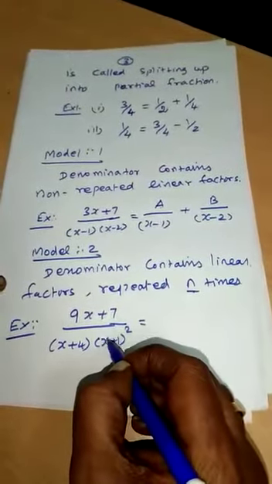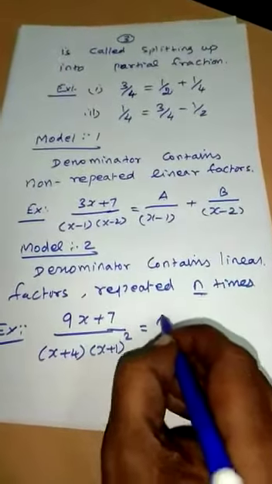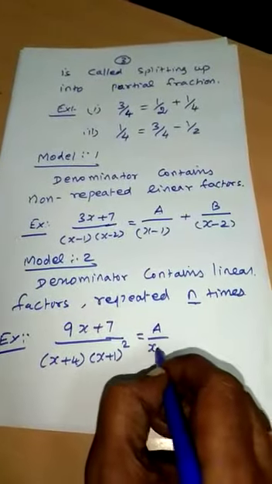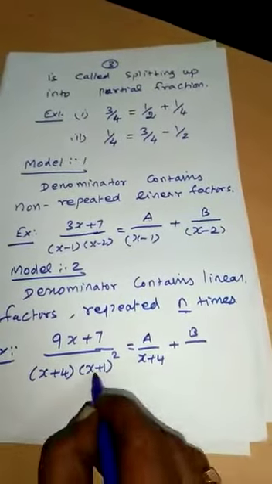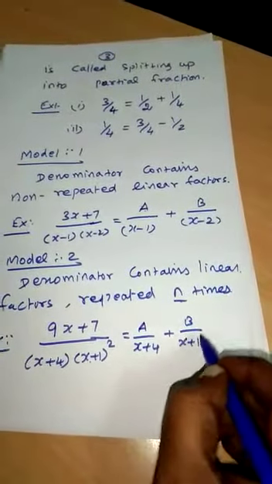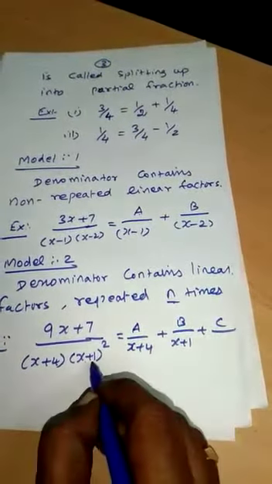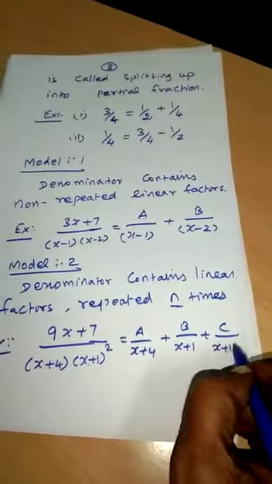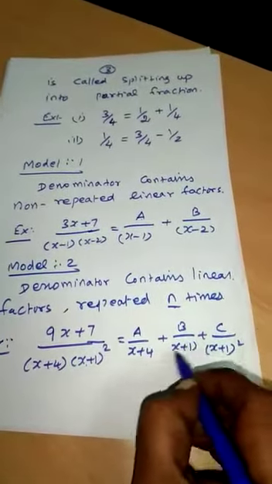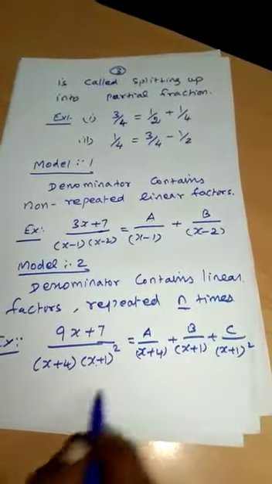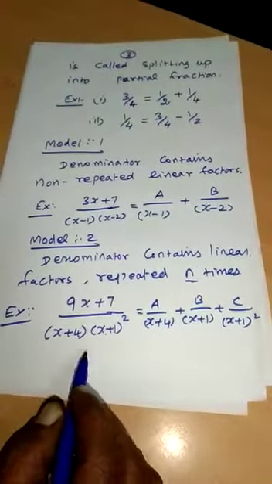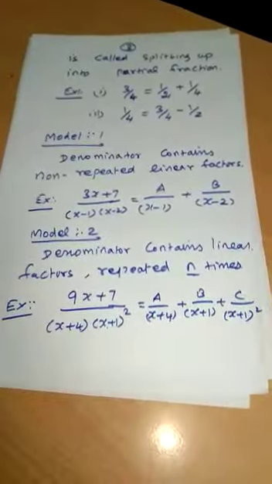Therefore, it is split into a by x plus 4 plus b by x plus 1 plus c by x plus 1 squared. This is the method, and finding a, b, c is the method of finding the split into partial fractions.